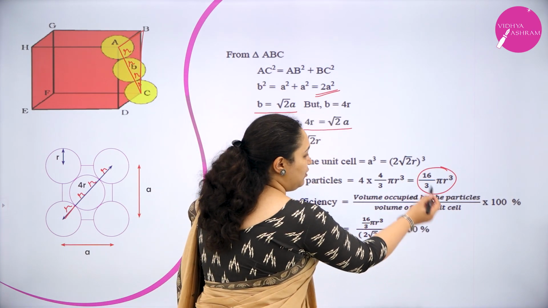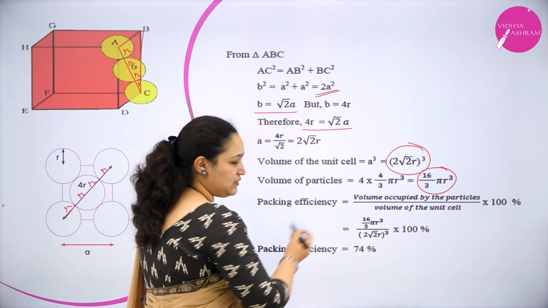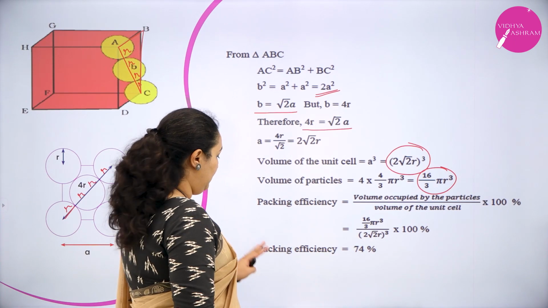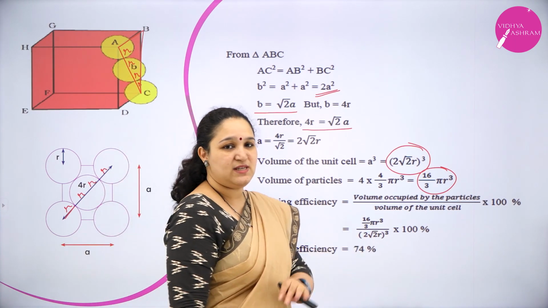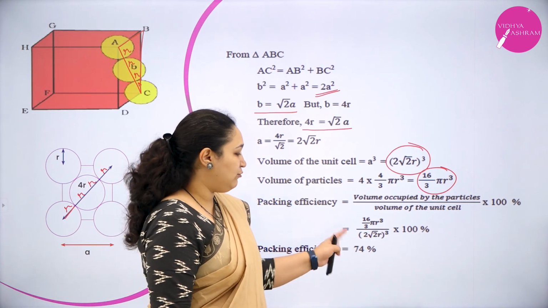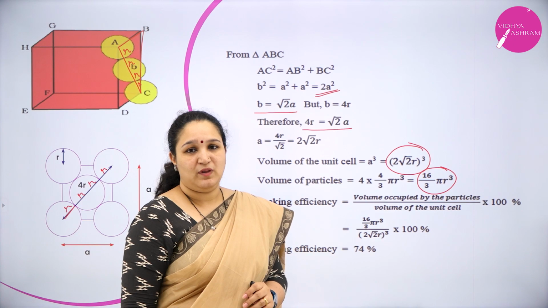What is the volume of the unit cell? 2 root 2 r whole cube. I have shown the substitution into 100. Therefore, packing efficiency 74%. You may ask me, ma'am, do I have to write it directly as 74%? That is left up to you.